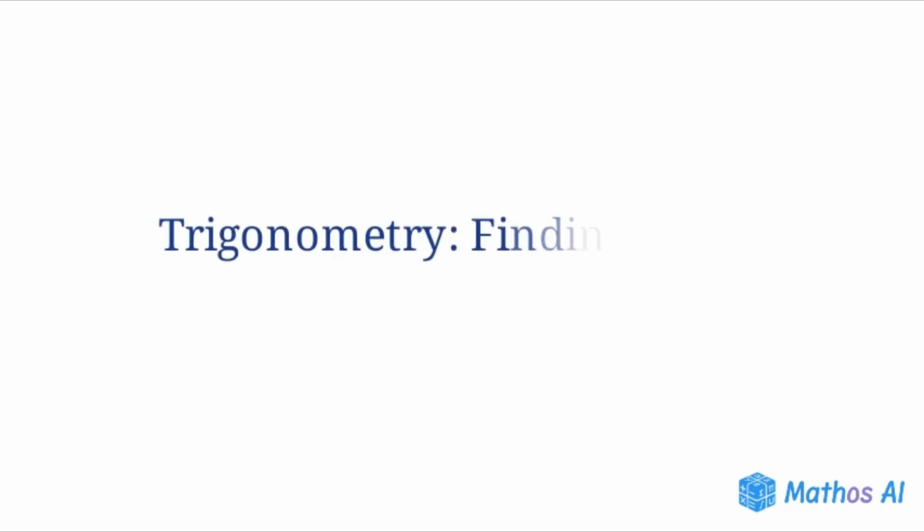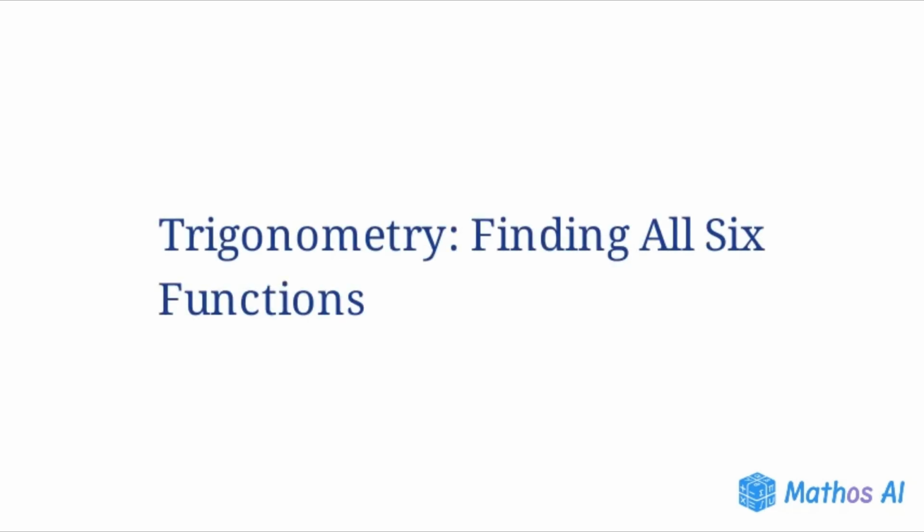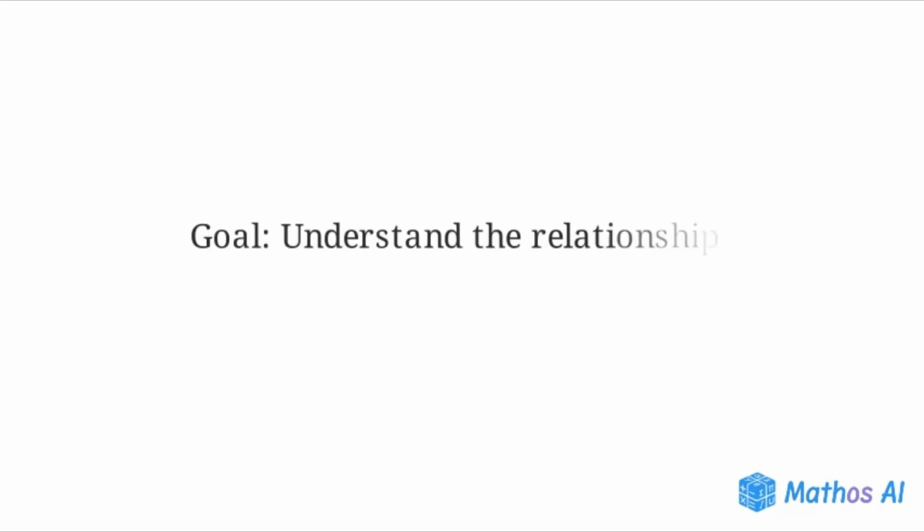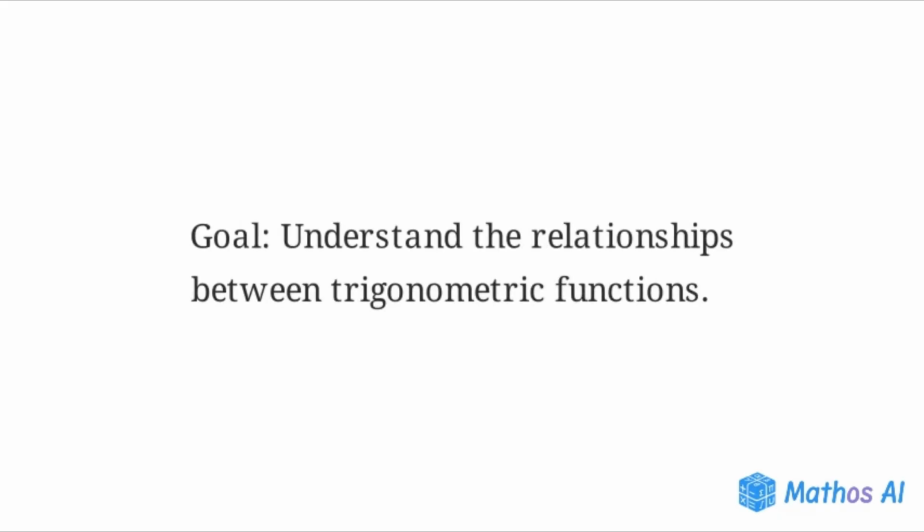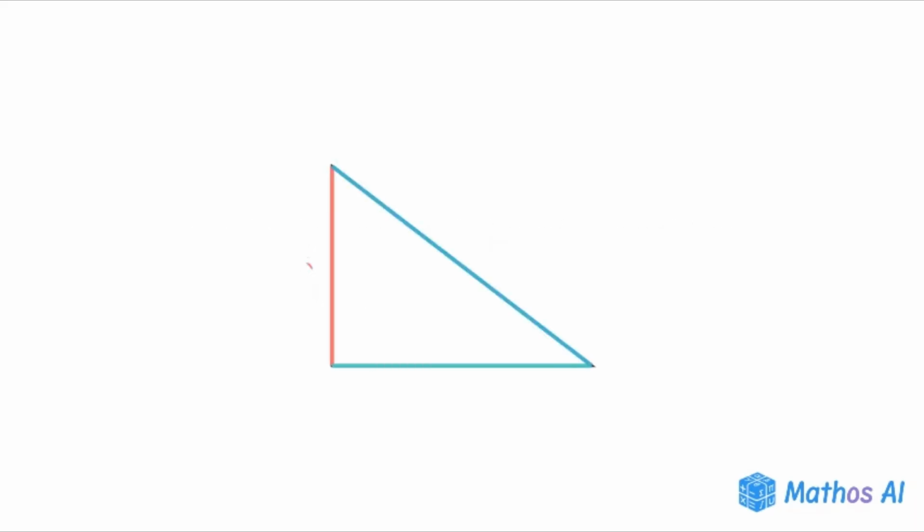Ever wondered how a simple triangle holds the key to understanding complex wave patterns? Today, we're diving into the world of trigonometry, specifically how to find all 6 core trigonometric values from just 2 sides of a right triangle. By the end of this journey, you'll not only understand how to calculate these values, but also see their elegant relationships. Let's start with a right triangle.